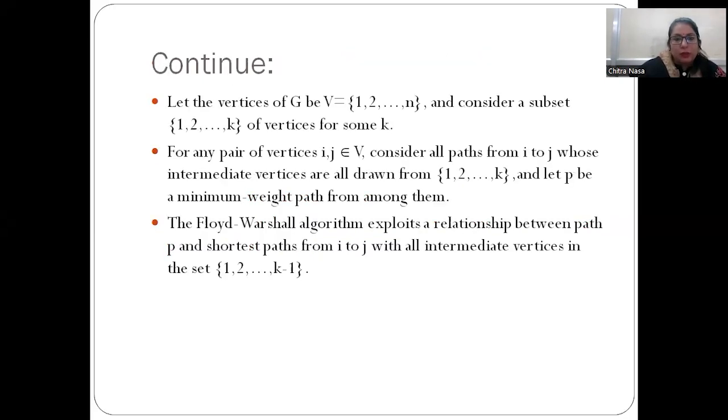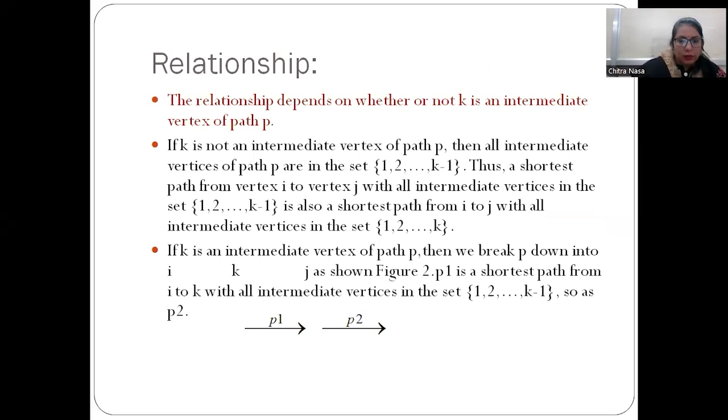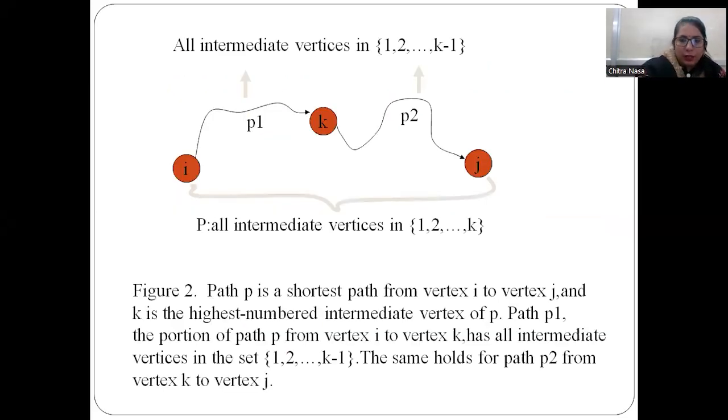How does it work? It says let the vertices be V from 1 to N and consider a subset from 1 to K. If we are considering any path, like here, there is a vertex I to J. In a given pair I to J, there are two paths: either a direct path from I to J or an indirect path via K. The path which considers K as an intermediate vertex, via K, is called the intermediate vertex path. So we will see how many intermediate vertices are coming in the path. There is only one, that is K.